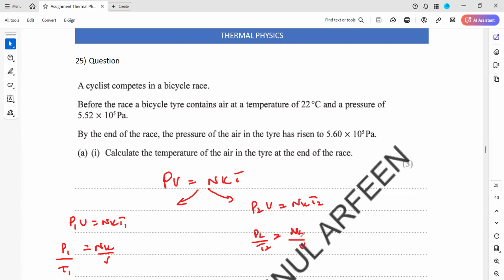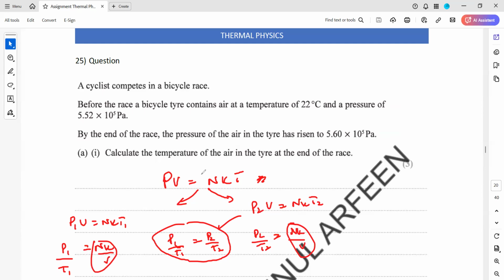Because Nk over V is the same on both sides, we can also say P1 over T1 equals P2 over T2. It's the same thing, but we just derive a short formula to relate them. So I advise students, whenever you solve a question related to gases, always write the general gas equation first, even though other parameters are not changing. You can also say P1 over T1 equals P2 over T2. This formula is derived from the original PV equals NkT.